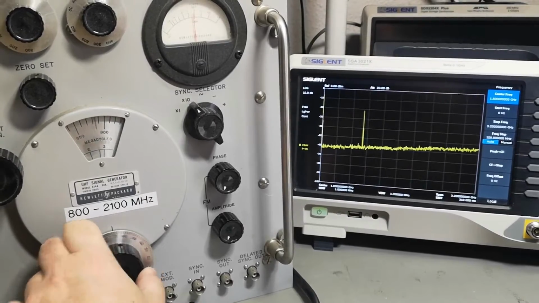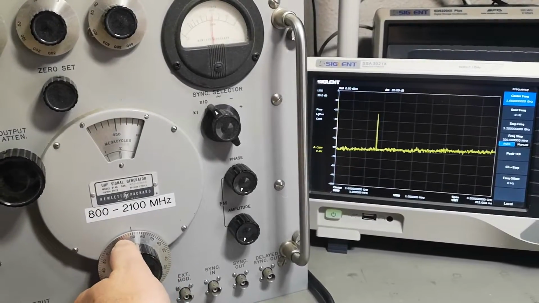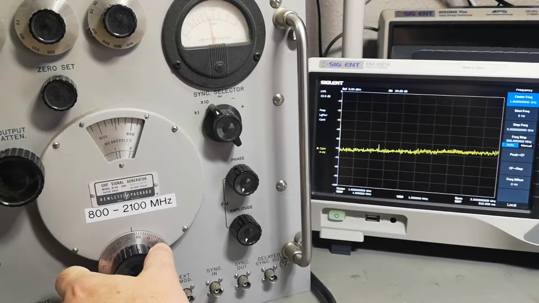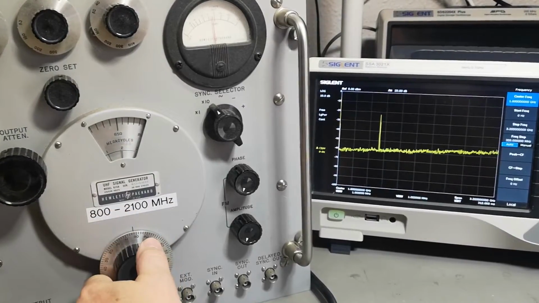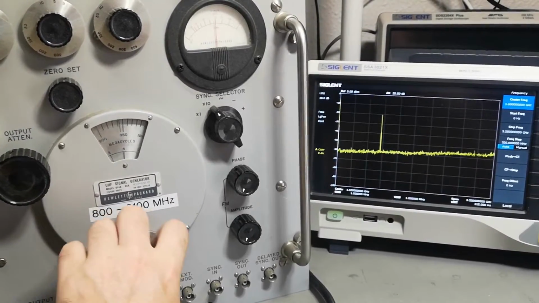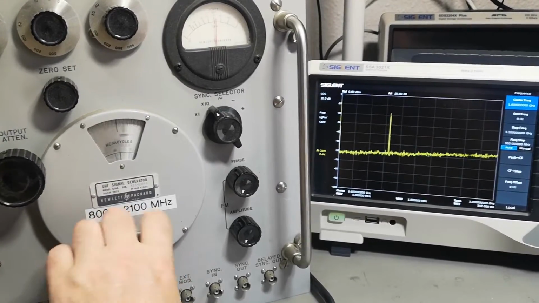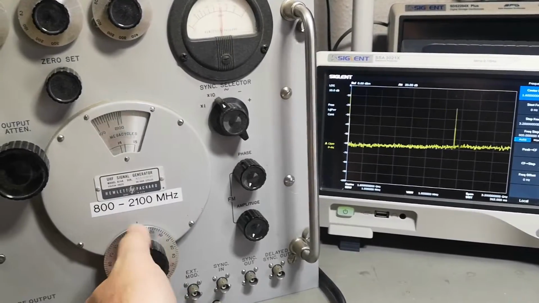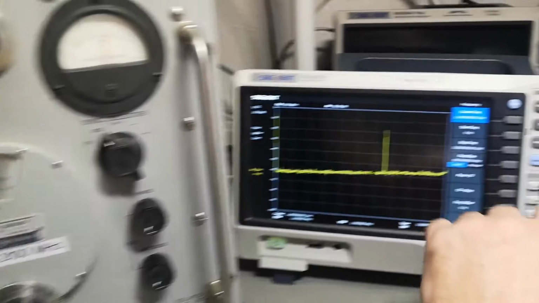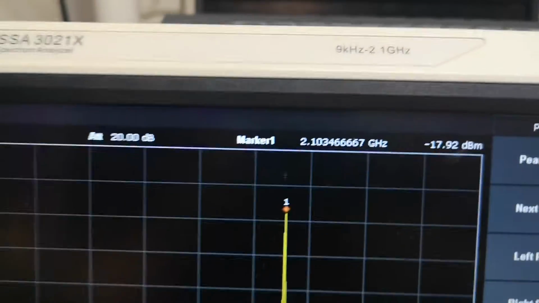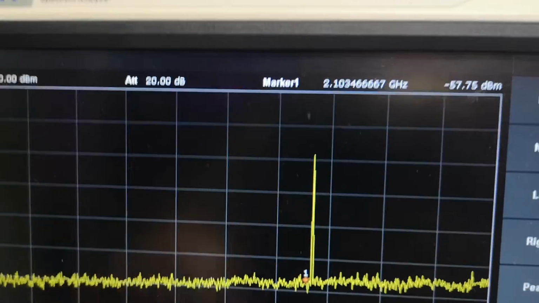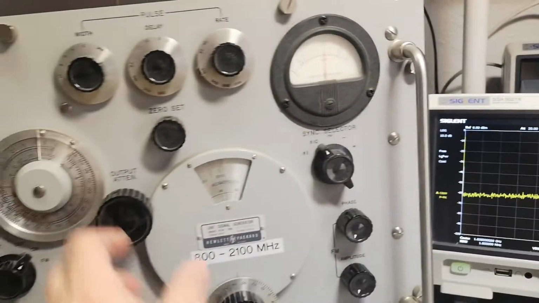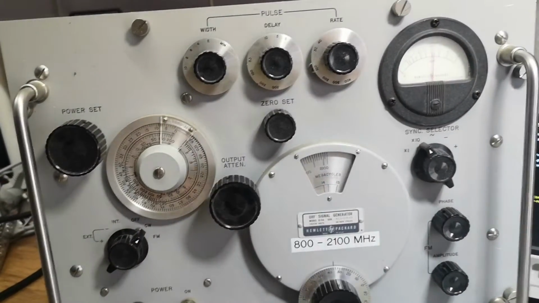Ooh. So frequencies under 850 are a little bit funny for this one. But if I'm at 850 and up, it's A-OK. All the way to 2100. Let's see how much we can crank it further. Okay, 2137, that's it. This is what this can do. And it can do about plus 5 dBm.